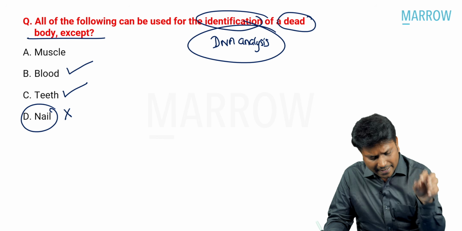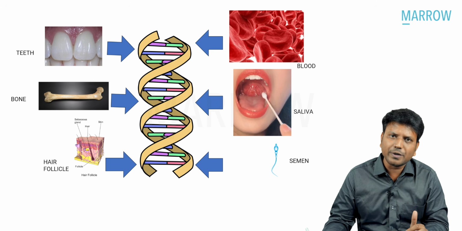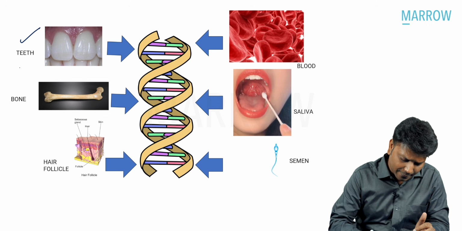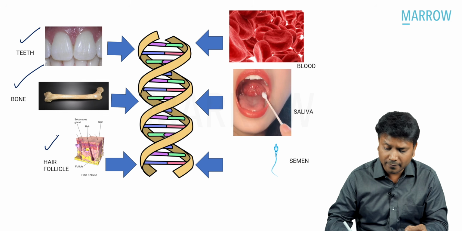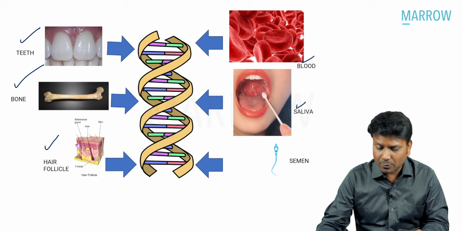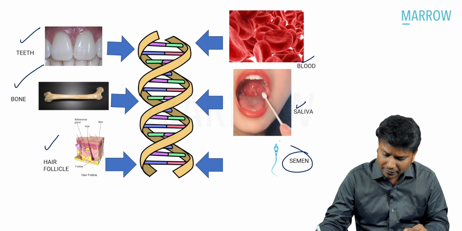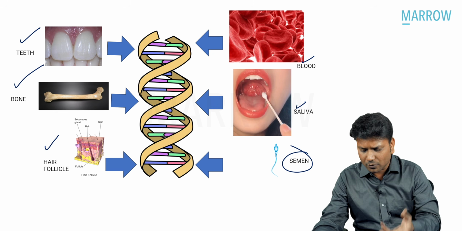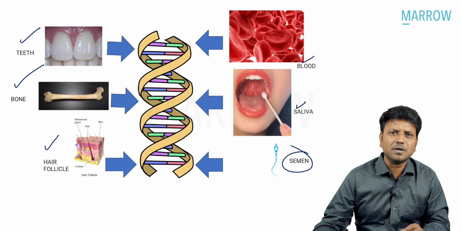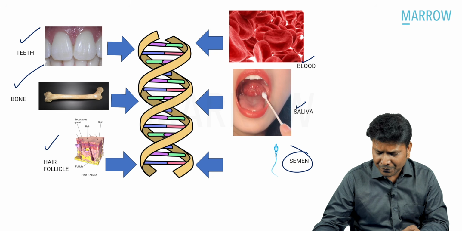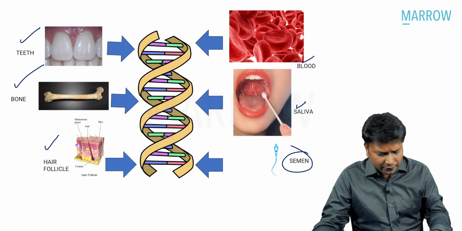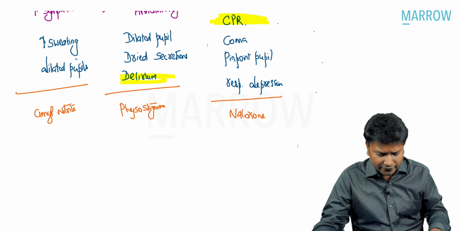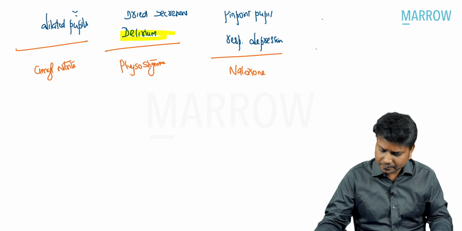When you look at the samples, we have a variety of samples from which we can find out the DNA. Teeth sample, bone sample, hair follicle, blood, saliva, the buccal smear, and semen. Even from the spermatozoa, you can find out the person from the DNA. That can also be identified.